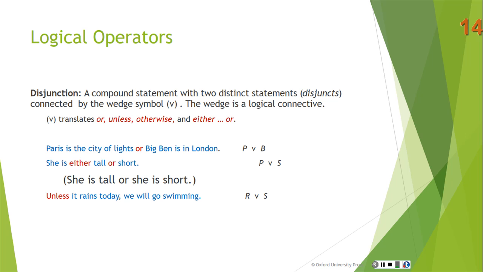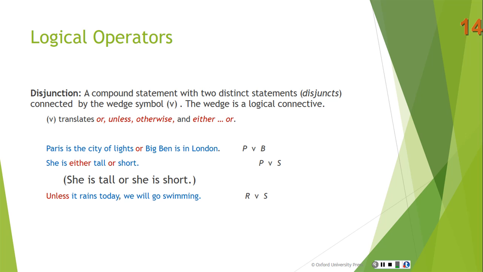She is either tall or short. Either or, we take it as one logical connective, and you notice that she is either tall or short is a compound statement with two simple statements, as you see in the parentheses. She is tall or she is short. Okay, so the way we translate it here is P wedge S. I'm taking she is tall to be represented by P, she is short to be represented by S, and I'm putting the wedge in the middle.